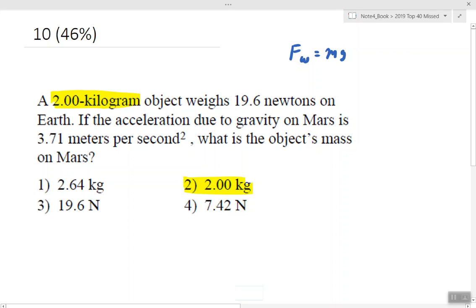So I have an expression. If you want to lose weight, go to the moon. If you want to lose mass, go to the gym.